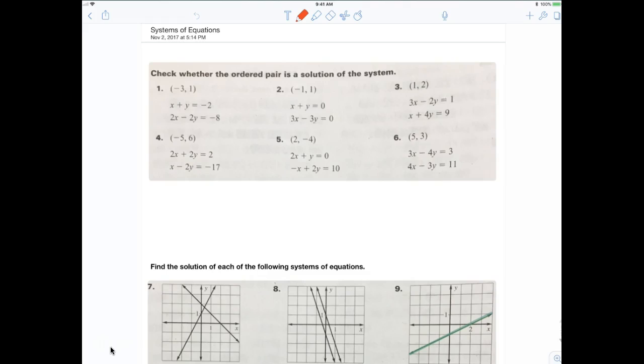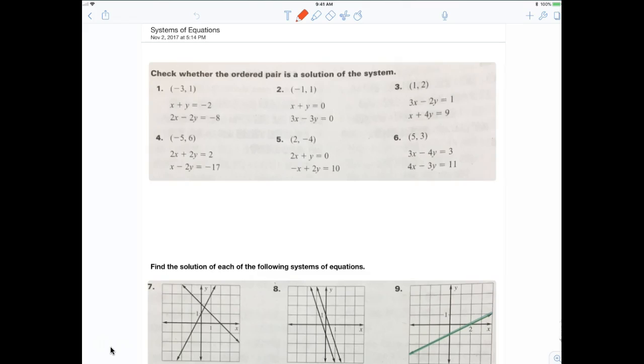you're seeing whether or not this negative 3, 1 is a solution to that equation or to that system. Now, what the system means is that there are 2 equations. Sometimes when you get to algebra 2, there will be 3 equations. When you're a little bit more advanced in math, there might be 5 equations and 5 unknowns, and you have to figure out what goes where. But for us, we're starting out strictly with the basics.